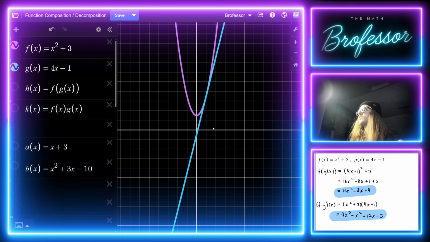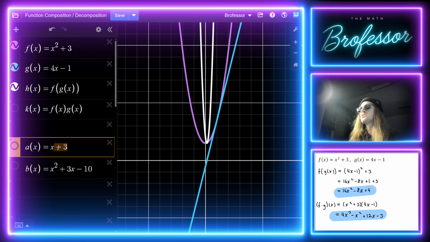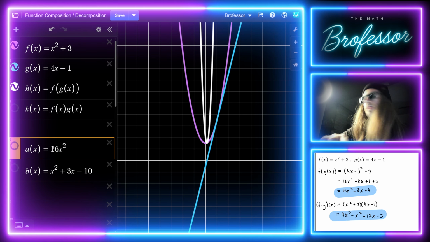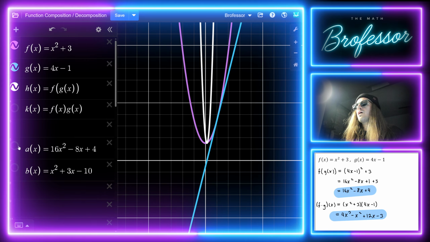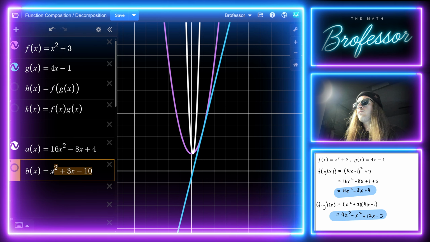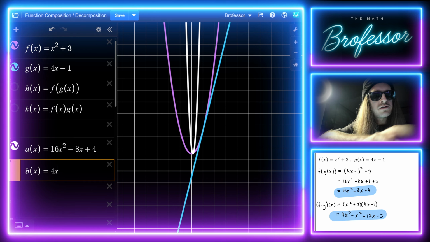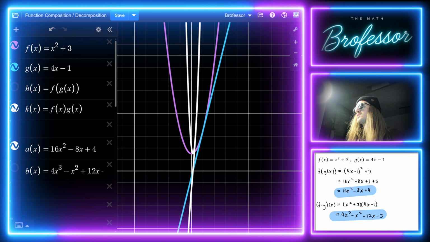All right, so our purple here is quadratic and our blue is linear. And when we compose those, we get another quadratic. Let's see if that's the same one we got. And those are the same. Okay, so there's our composition. It's a narrower parabola. And then what about our product? Our product ended up being cubic here, so 4x to the third power minus x squared plus 12x minus 3. Here's the true product, and here's our product. And we got it. Good.